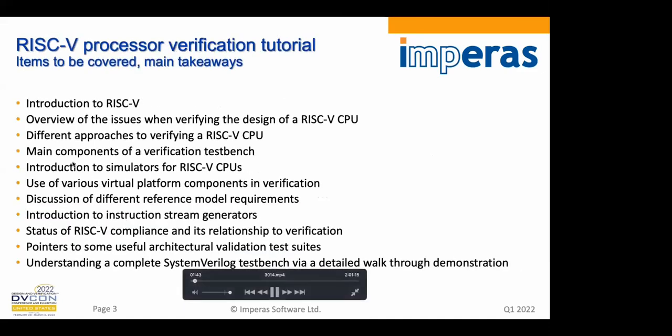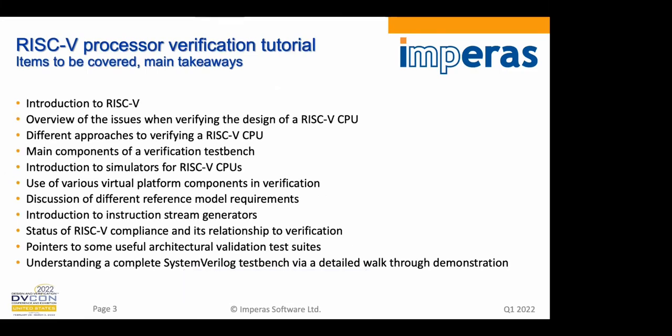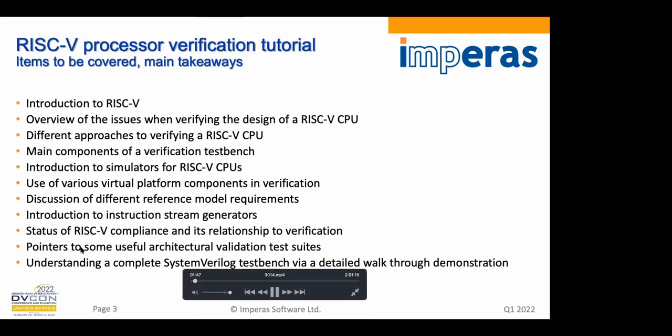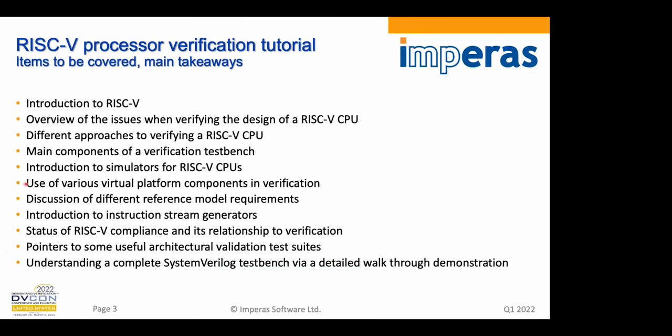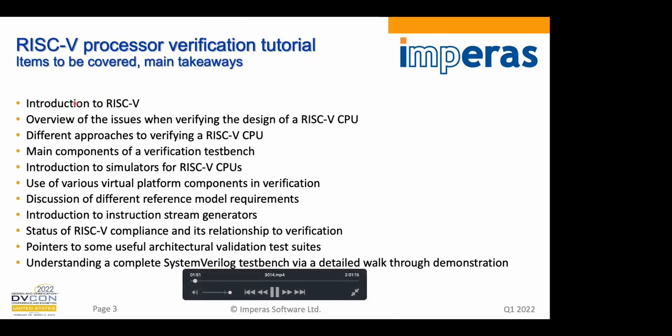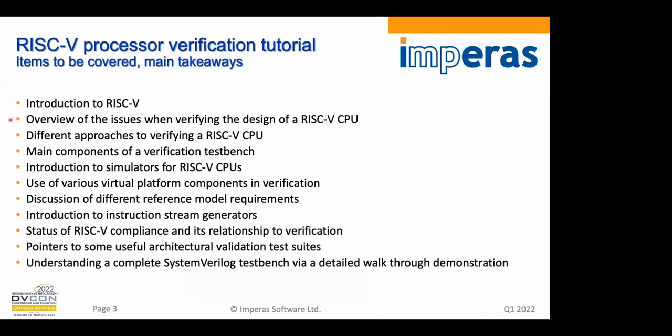So in this tutorial, what are you going to take away from it? What are we going to try and cover? Well, we're going to start and talk a little bit about RISC-V, where it came from, and introduce it and where people are seeing that it's going and how it's being adopted. We're then going to talk about the issues around verifying a CPU, and then cover the different approaches that people have been using for RISC-V.